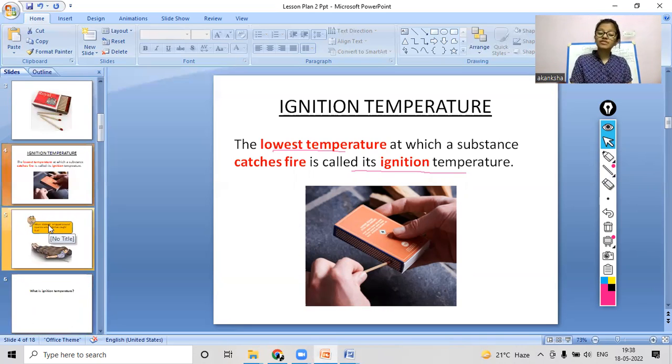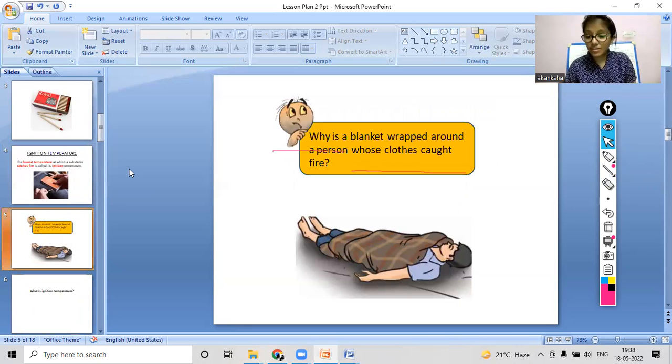Now comes the curiosity question of Bujo, right? So let's see what the curiosity question is this time. Why is a blanket wrapped around a person whose clothes caught fire? Now if we have to discuss this question, I will give you 5 seconds to think, and then we will have a little bit of discussion on this question. This time we will have a discussion, right? You can think, or you can also write your answers in the chat box.